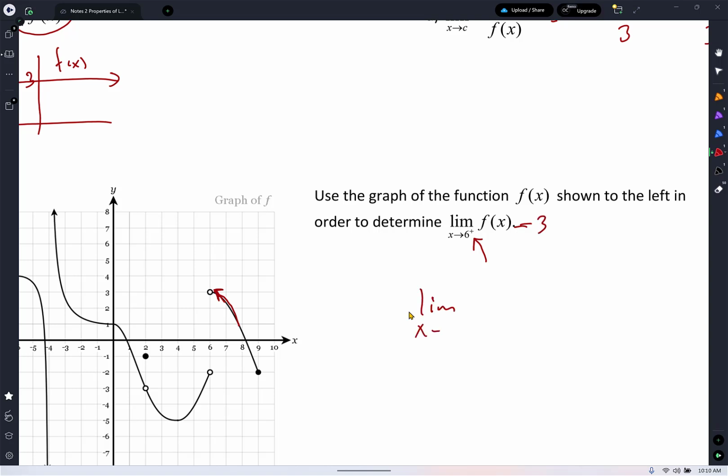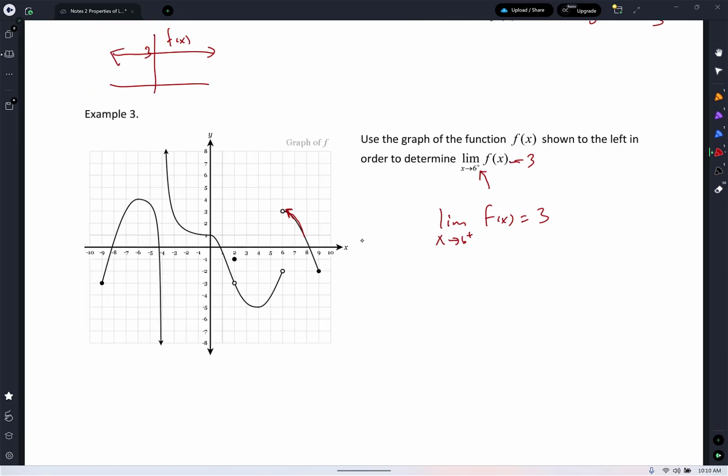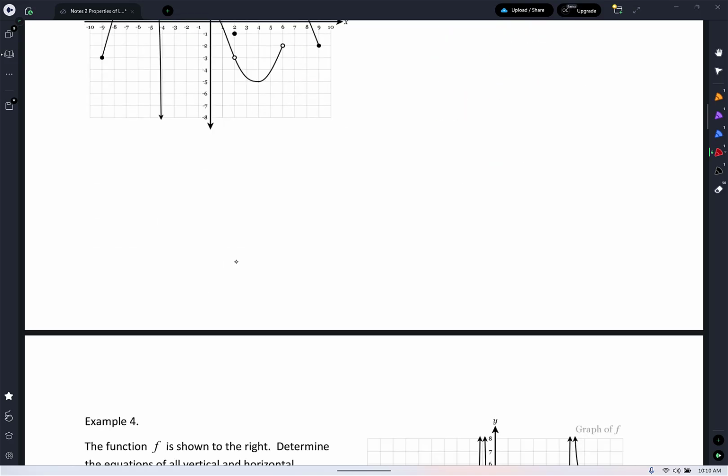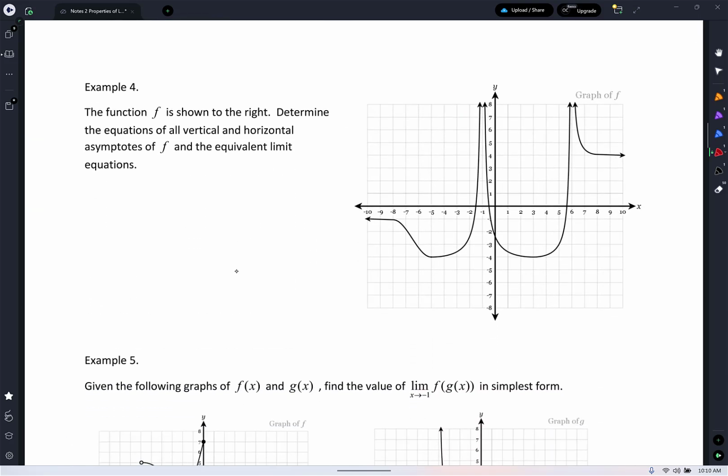Limit as x approaches 6 from the right of this function equals 3. And it's okay that you have a hole. We'll talk about that today. And that's about as far as it goes. It looks like a lot of notes, guys, but it's not. It's just that graphs take up a lot of space. So that's why it looks like a lot, but it's not a lot.